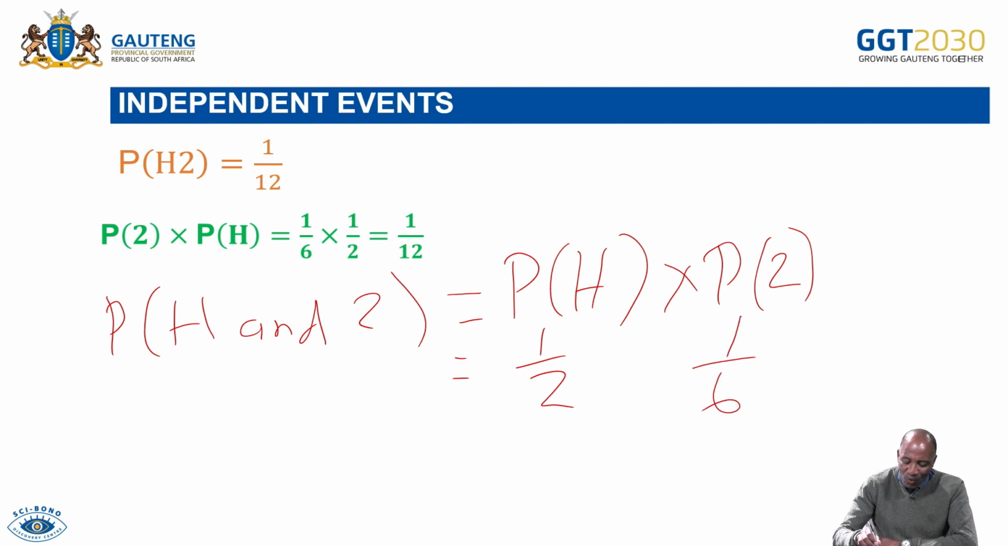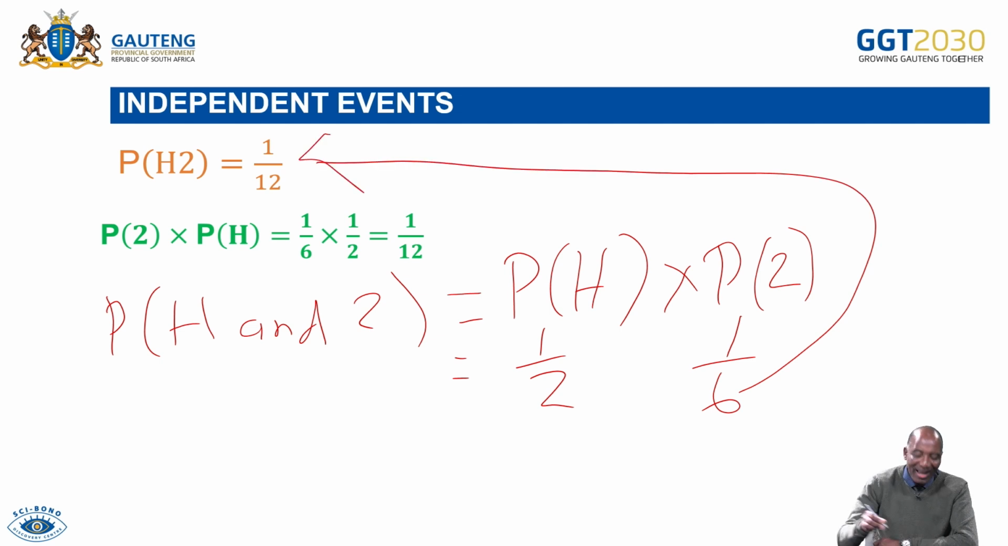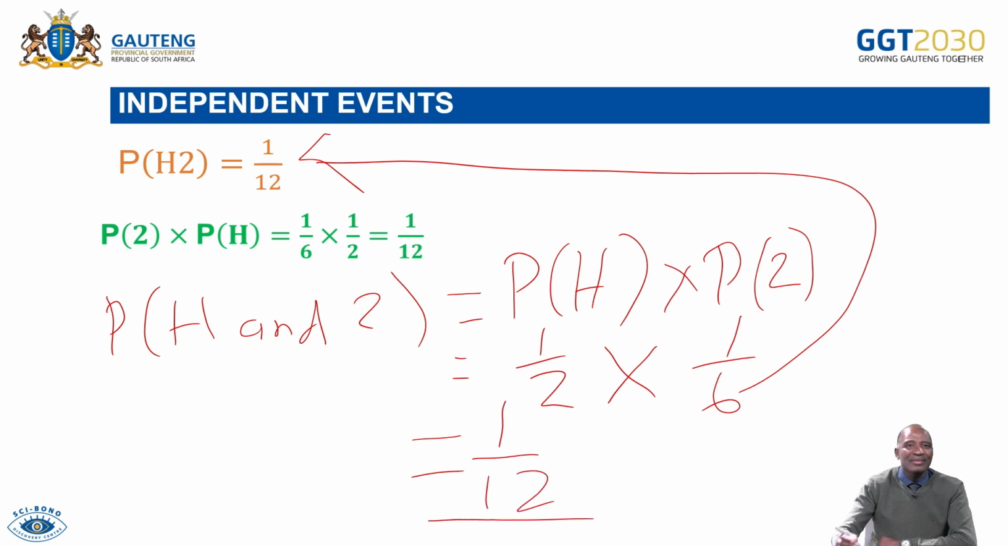We are trying to compare this with the actual answer that we got from our outcome table. We got 1 divided by 12. So we can see here that if we take our individual probabilities for the two experiments and multiply them, the answer goes back to 1/12. It goes back to the same 1 divided by 12 that we got earlier on when we were looking at our outcome table.